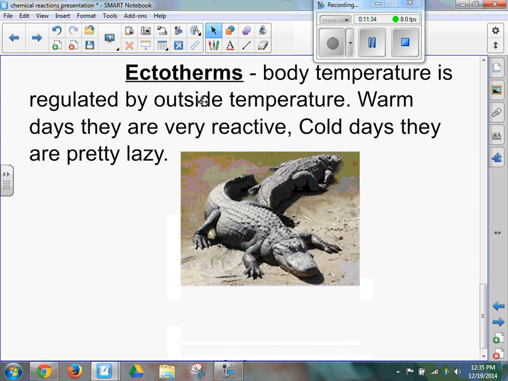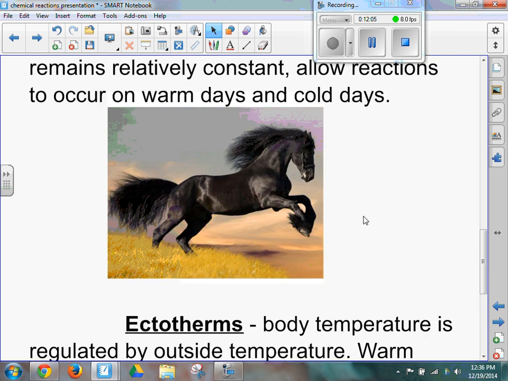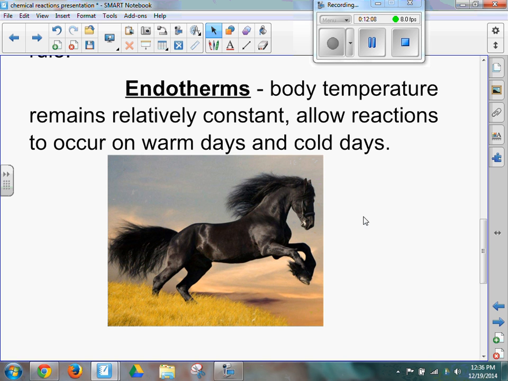Okay, this is where body temperature is regulated by outside temperatures. So these would be like snakes and more likely a reptile. On warm days they're very active. Cold days they're pretty lazy. So if you're ever going to walk through a swamp, you'd want to walk through on its coldest, cloudiest day, because this is when the alligators, of course, would be at their weakest. That's kind of an important deal. But for the most part, ectotherms use outside temperature and are not very reactive on cold days. An endotherm would be self-regulating and thus allows reactions to occur at any time.